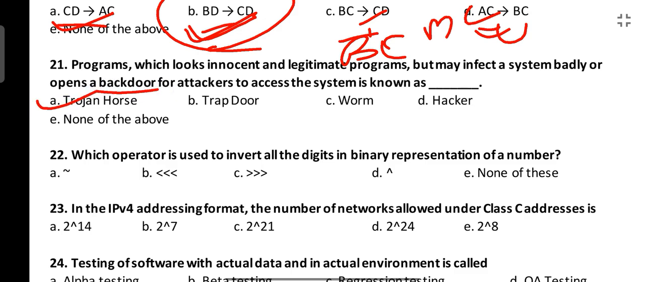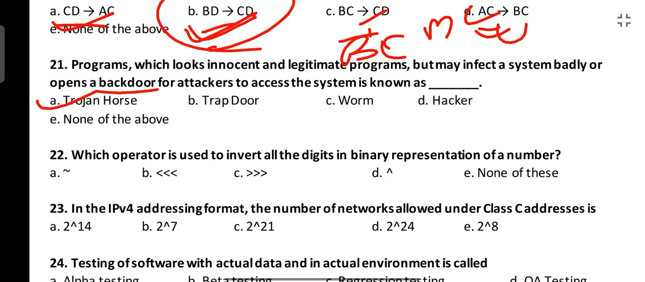What is Trojan horse? This concept we can see in the Troy movie where a wooden horse was used to deploy soldiers. A Trojan horse looks like it will not harm my system. It is a legitimate program, but it is not. It can infect the system, it can transmit the data, or it can open a door for an attacker to enter the system. That door is known as backdoor.